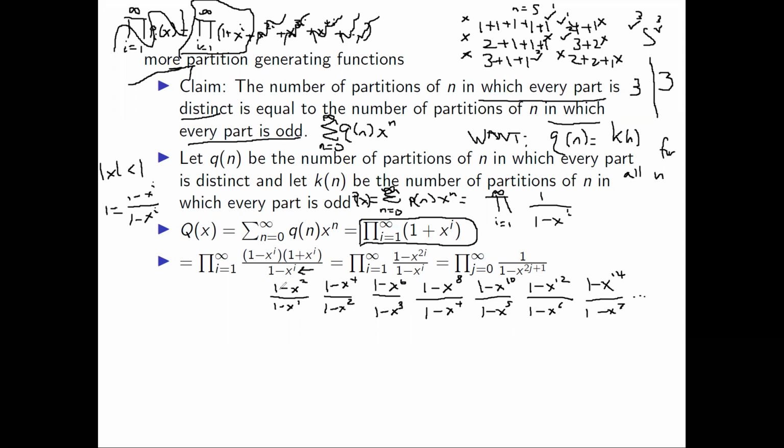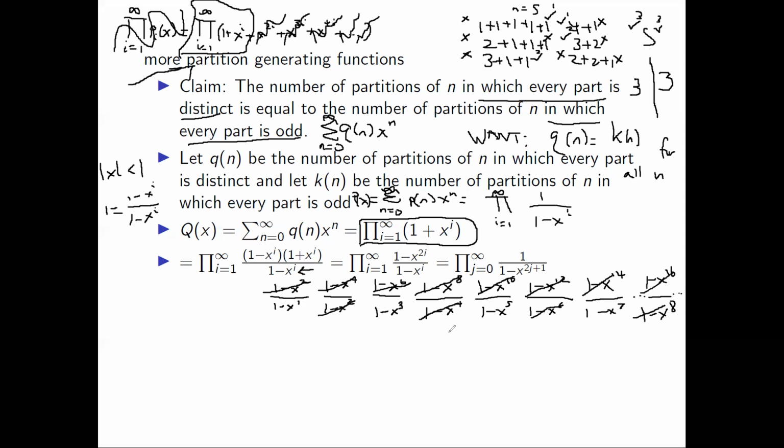And then we start canceling things. 1 minus x squared cancels here. 1 minus x to the 4th cancels here. 1 minus x to the 6th cancels here. 1 minus x to the 8th cancels here. The next one would be 1 minus x to the 16th. It just keeps on going, dot, dot, dot, forever. So all the things in the numerator get canceled out, and they cancel out with the even powers in the denominator.